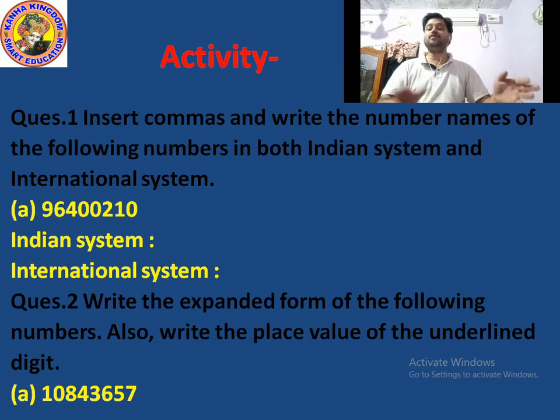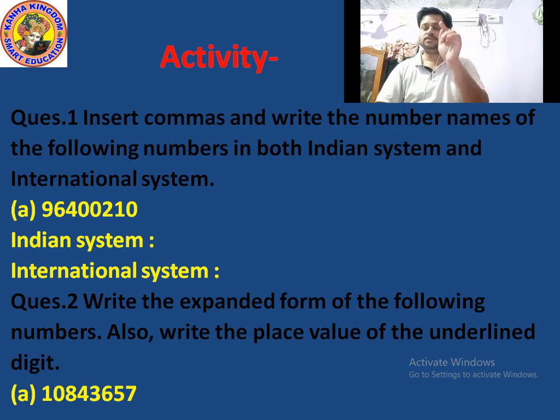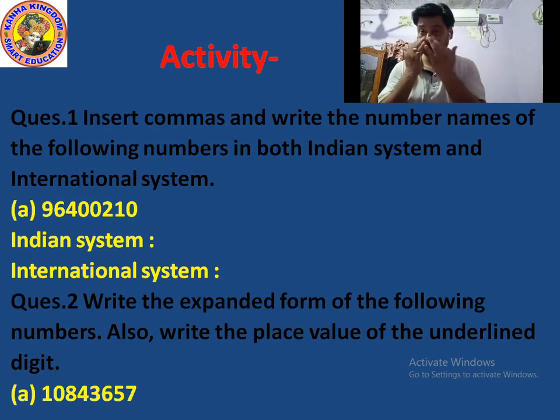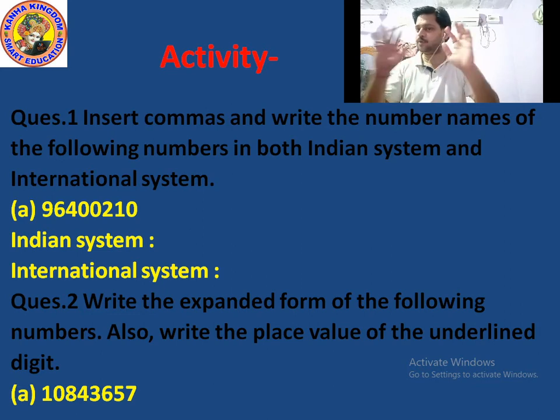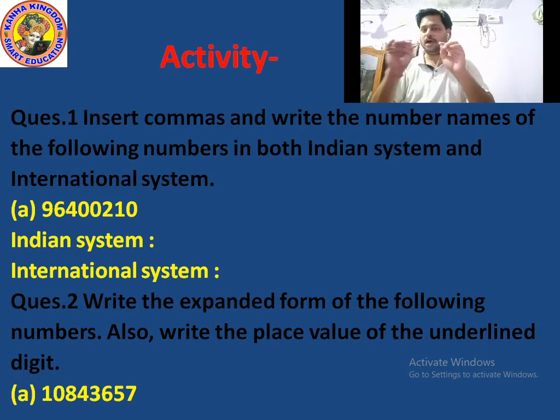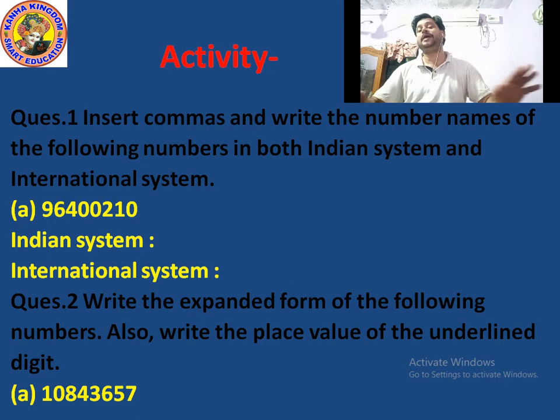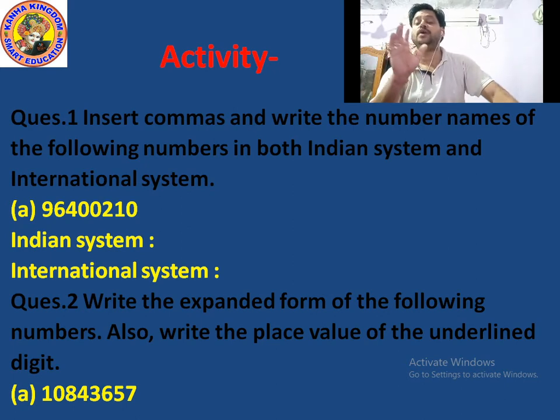Okay, now start from the left hand side. So 1 comma 08 comma 43 comma 657. Okay, now you insert the comma in a proper way, and you all know how many commas are in this number. And after knowing how many commas, you all understand how many periods are in this number. Okay, so now you have to expand this number.